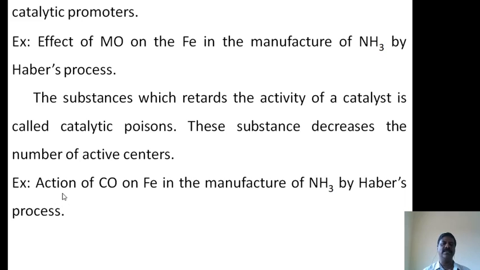For example, the action of carbon monoxide on the iron in the manufacture of ammonia by Haber process. The carbon monoxide acts as a catalytic poison, and the rate of the reaction will decrease because the activity of that catalyst will decrease, or the active centers will decrease on the catalyst. These are the examples for catalytic promoters and catalytic poisons.